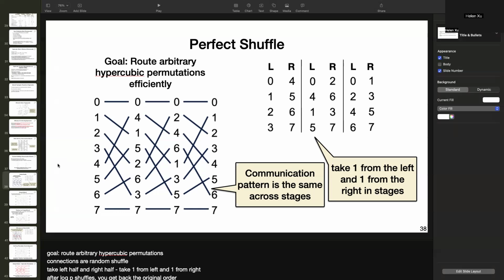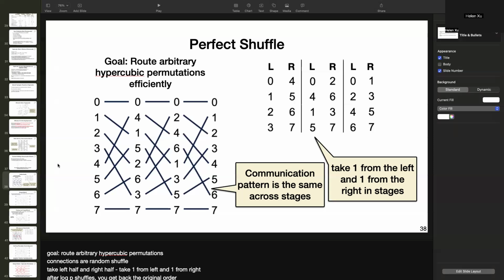I don't really understand how the table is related to the diagram. Like, for example, what does it mean by 1, 5, 3, 0? So you can think of, okay, we start with the numbers 0 through 7. And to generate the next layer in this network, we cut it in half. So now we have the left half, which is 0, 1, 2, 3, and the right half, which is 4, 5, 6, 7.